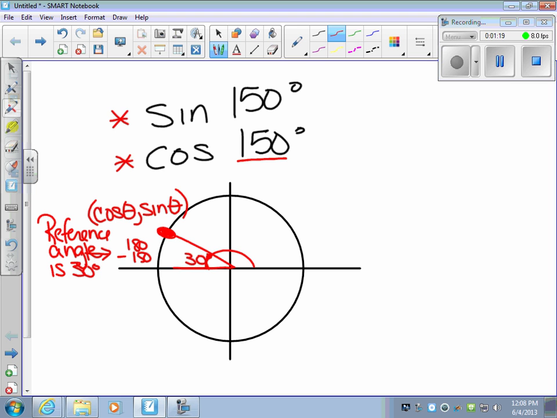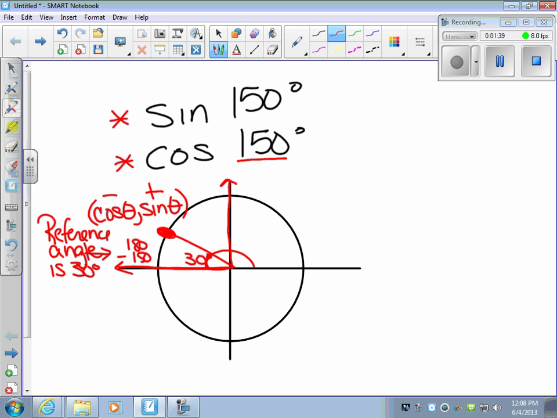So cosine's the x value. Is that positive or negative in this second quadrant? It's negative. And sine is the y value, because that's the height. Is that positive or negative in this quadrant? It's positive. Which one do you want to do first? Do you want to find the equivalent sine or the equivalent cosine?